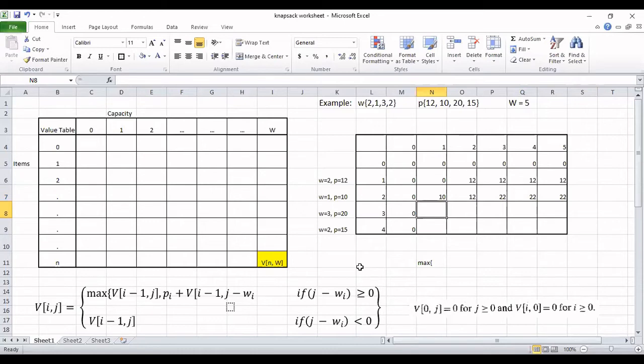So therefore, our equation is J minus Wi. J is 1 here, Wi is 3. So it is less than 0. If it is less than 0, we will just simply include the previous profit. Previous profit is 10. So we will include only the previous profit.